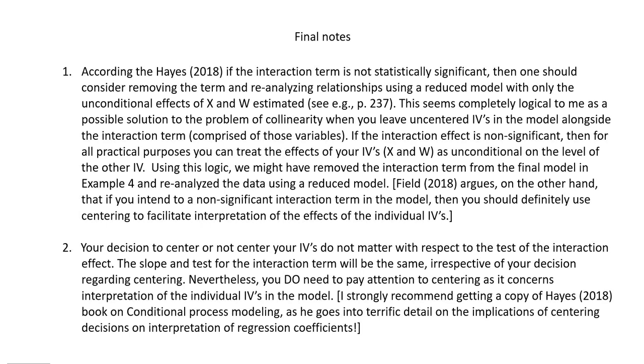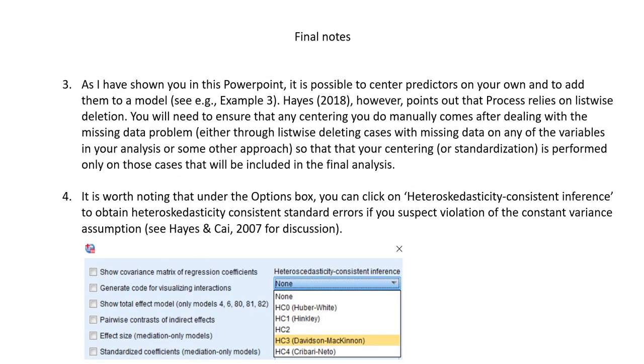Okay, so in the PowerPoint I do have some final notes regarding what to do if your interaction term is not statistically significant. Also, I do want to draw your attention to the importance of thinking about centering decisions when you are running moderated multiple regression, as it can have a substantial impact on interpretation. So you'll notice I strongly recommend getting a copy of Hayes' 2018 book on conditional process modeling, as it does go into terrific detail on the implications of centering decisions on interpretation of regression coefficients.